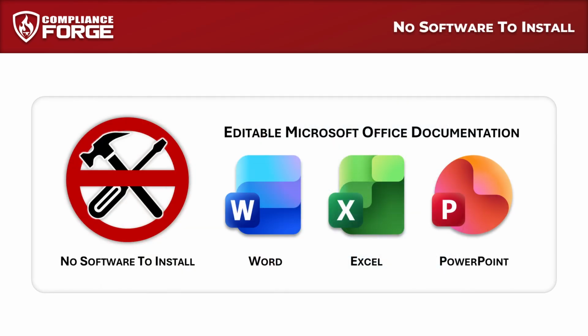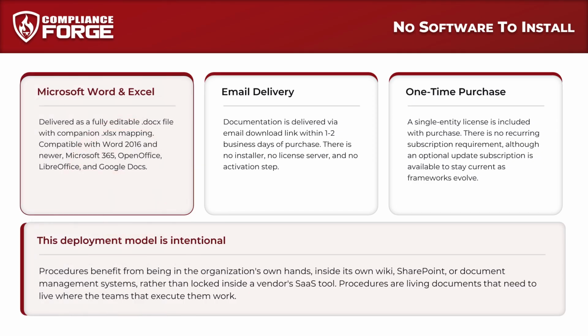This product is a one-time purchase of editable Microsoft Office-based documentation templates. There is no software to install, no agent to deploy, no account to provision, and no cloud environment to configure. If your organization can open and edit Microsoft Word and Excel files, the core fundamentals version of the CSOP is ready to use. It is delivered as a fully editable Word file with a companion Excel mapping. Compatible with Word 2016 and newer, Microsoft 365, OpenOffice, LibreOffice, and Google Docs.